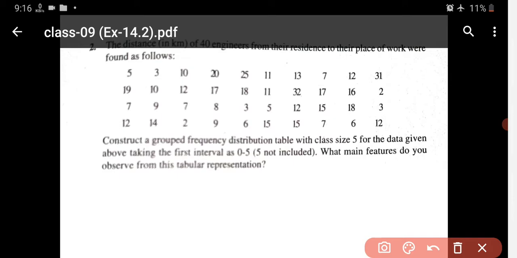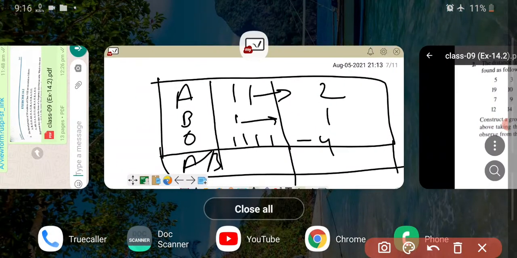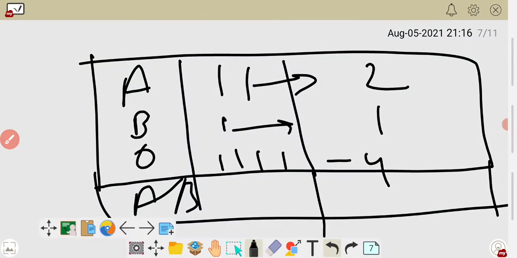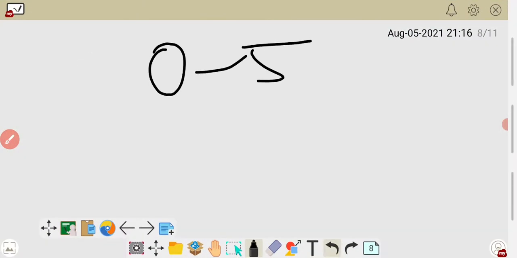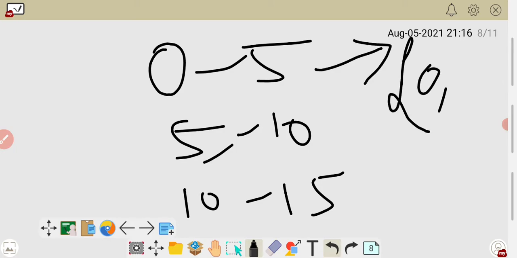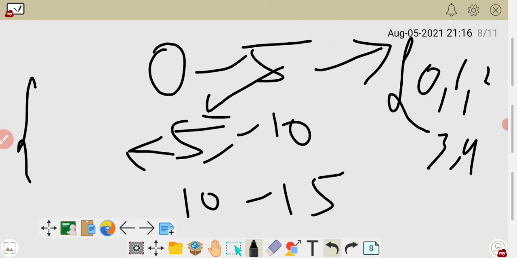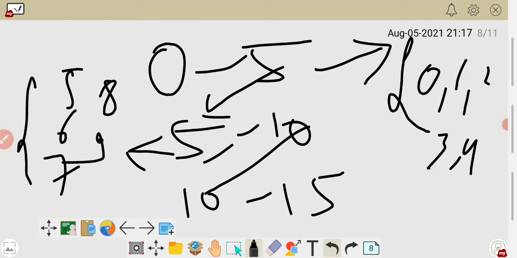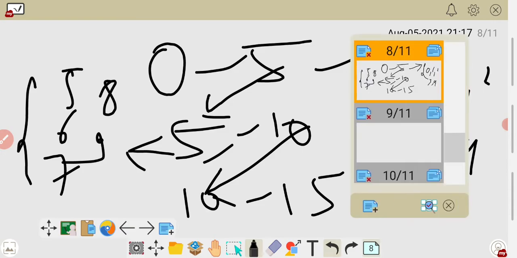Class size 5 means, now I will explain class size here. Class size like that, 0 to 5, 5 to 10, 10 to 15. Just see, 5 comes here also, 5 comes here also. So in the first interval you have to take only 0, 1, 2, 3 and 4. Don't count 5. 5 will be counted in the next one. Here 5 to 10, so you have to take 5, 6, 7, 8, 9. Don't take 10. 10 will come in the next one. Okay. So like that you have to take your class interval.